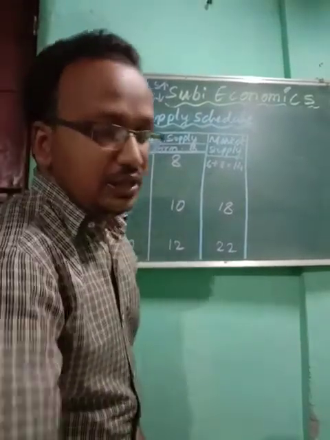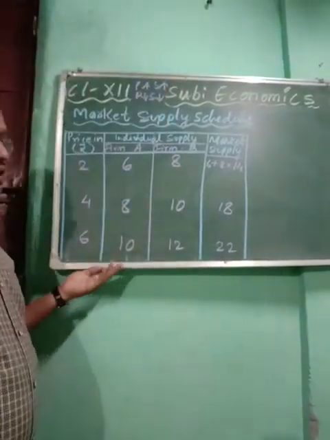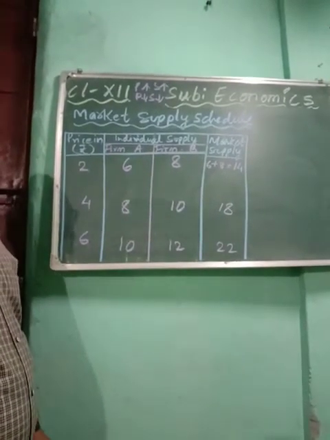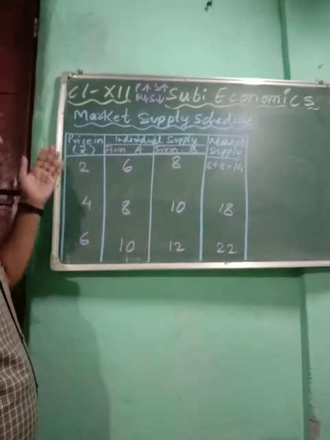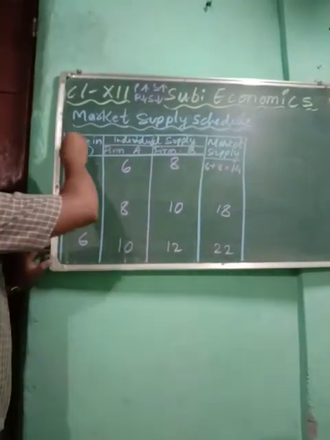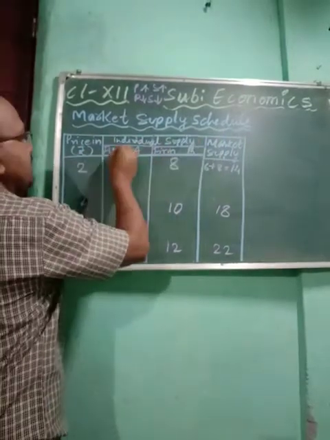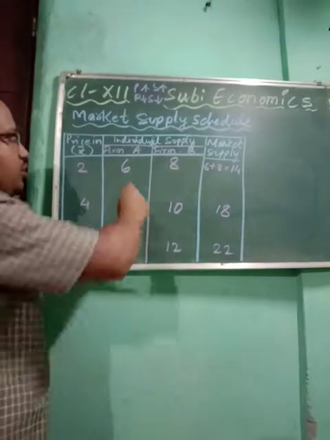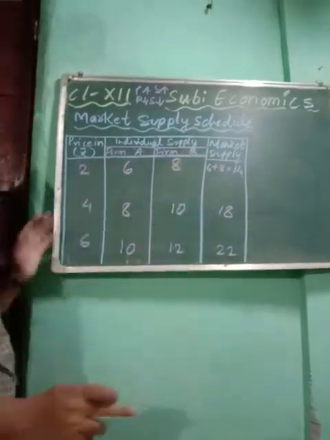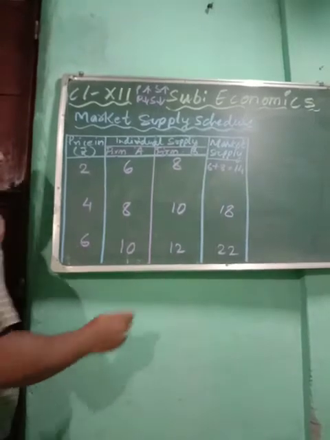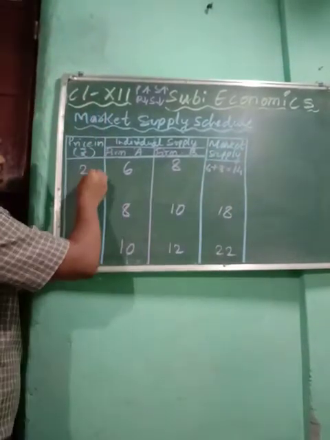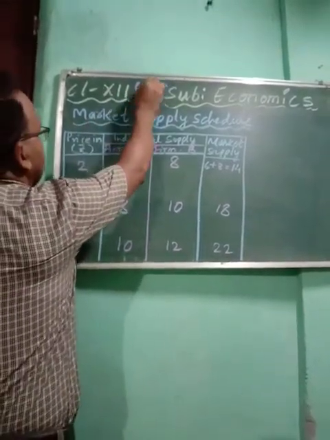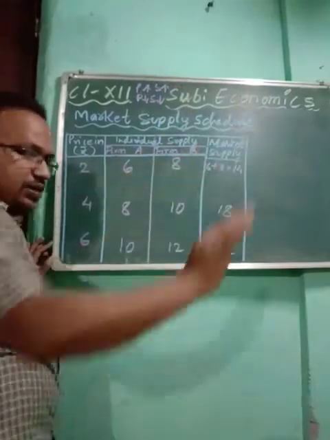Okay, now this was about the schedule. By looking at this schedule, we can prepare the market supply curve. Once more I am explaining: in the schedule, you have price and individual supply, that is firm A and firm B. In demand you took consumer A, Mr. A and Mr. B, but here you take firm A and firm B. And here is the market supply. Here you are going to take 3 prices. Now you have to follow the law of supply: when price increases, supply increases; when price decreases, supply decreases, other factors remaining constant.